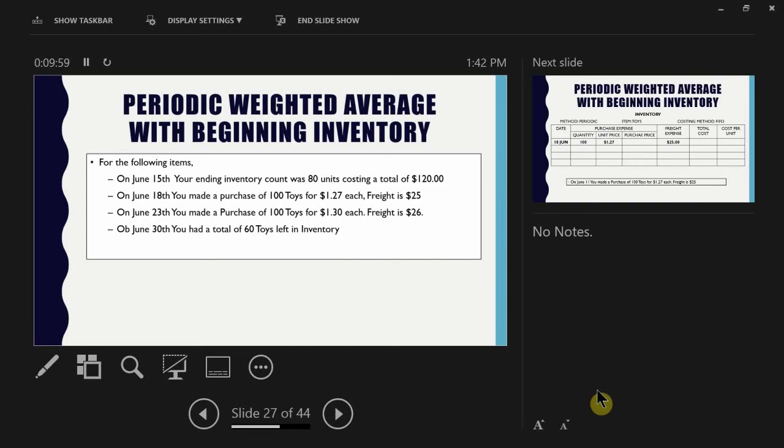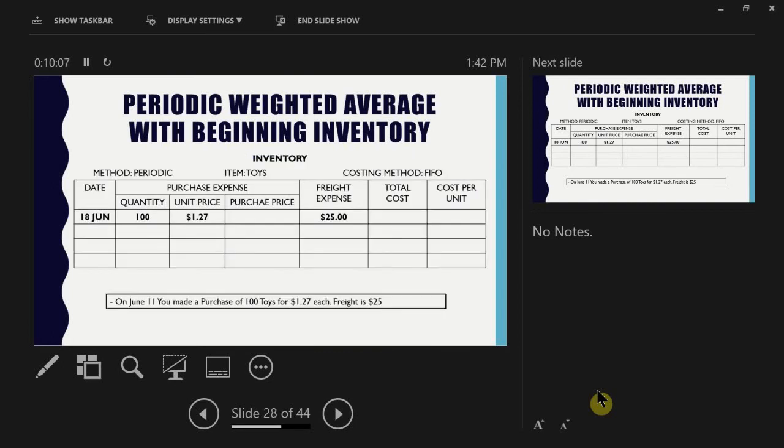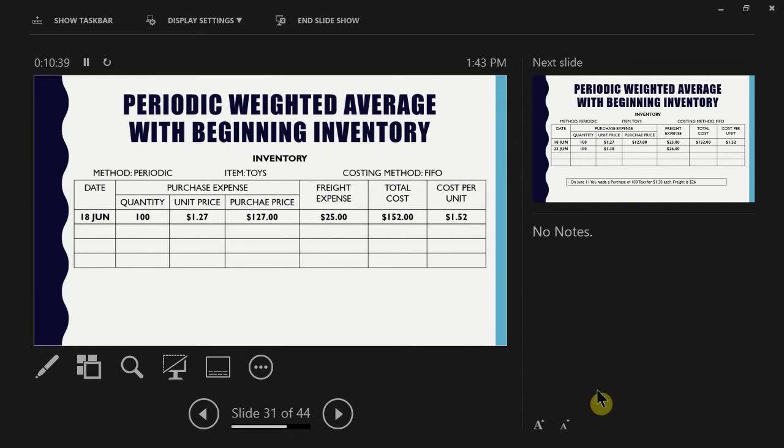So once again, once you get that ending inventory, you're going to plug it into your inventory on hand portion of the worksheet. Okay? Here, now we're looking at in context of making our purchases now. So once again, we made a purchase of 100 items at 127, giving us 127 plus 25 for the freight, giving us a total of 152. Now, once again, am I obligated to solve for my cost per item? No. No, I can skip it, but there you go. I solved it for it anyway. Okay?